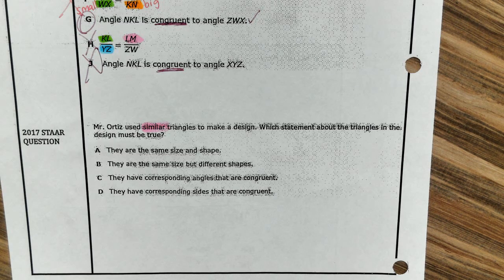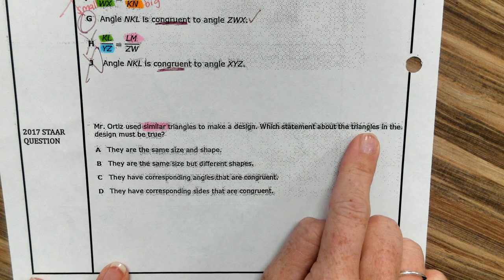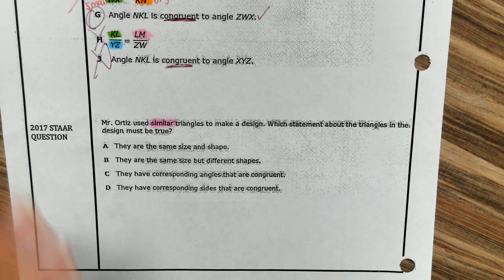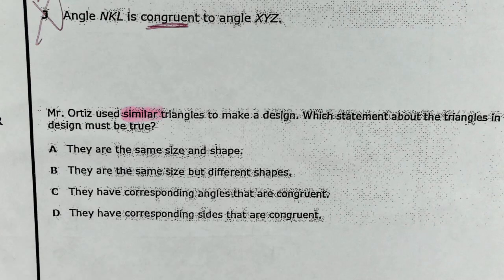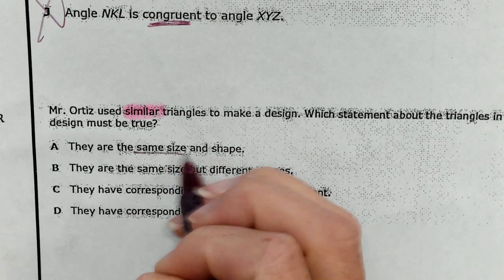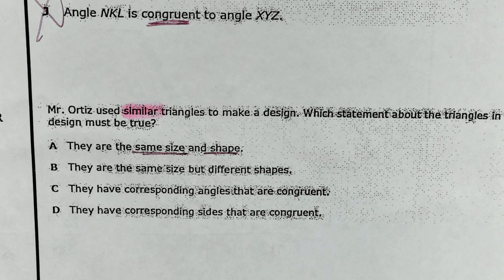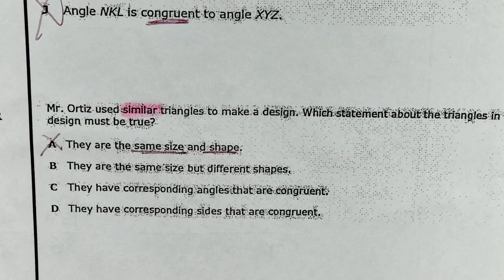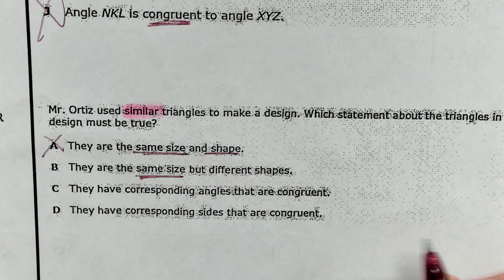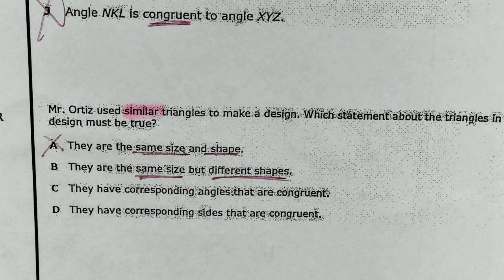All right, let's talk about it. Which statement about the triangles is true if they're similar? Letter A. Are similar triangles the same size and shape? No. How could we reword that to make that true? They're different sizes, but the same shape, so that's not true. All right, B says, similar triangles are the same size, but different shapes. No. If it's similar, can it be a different shape? No.